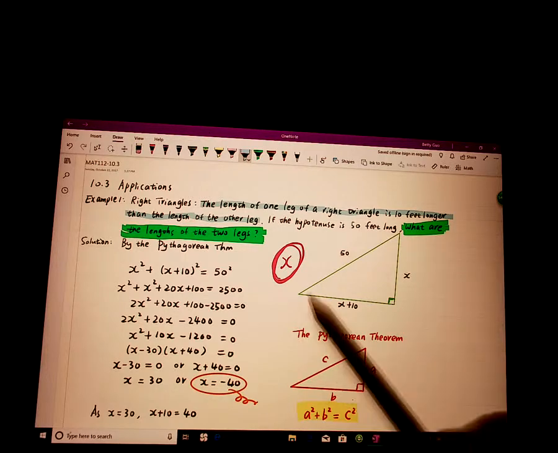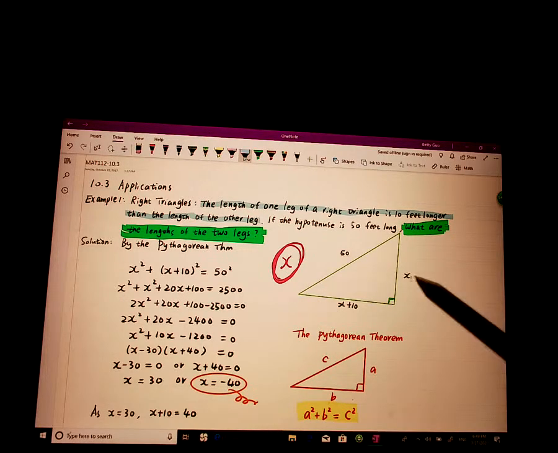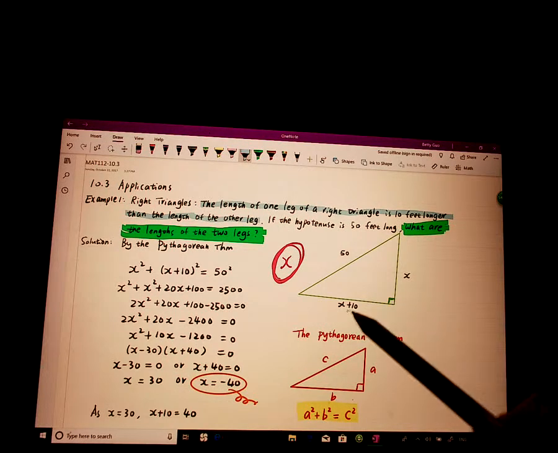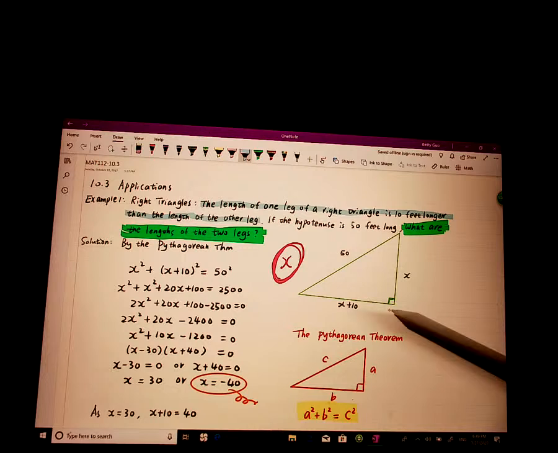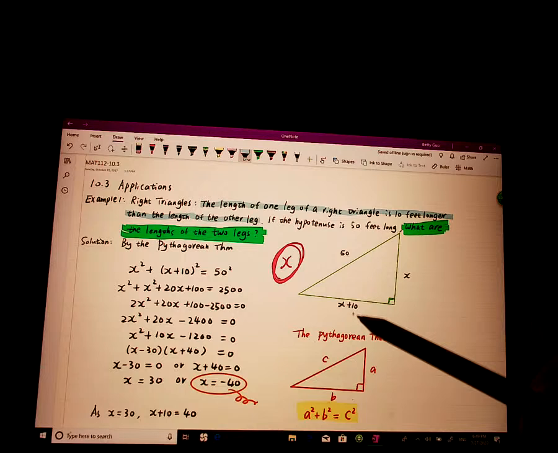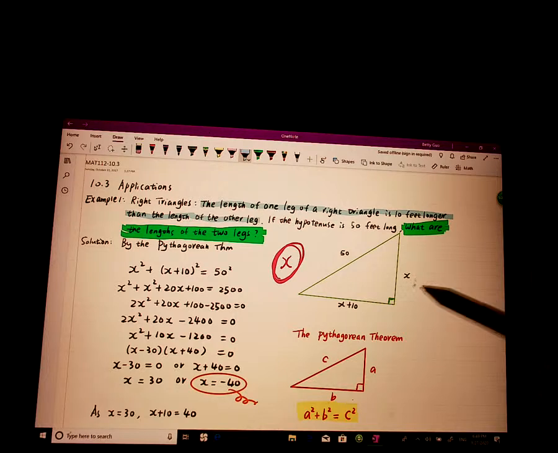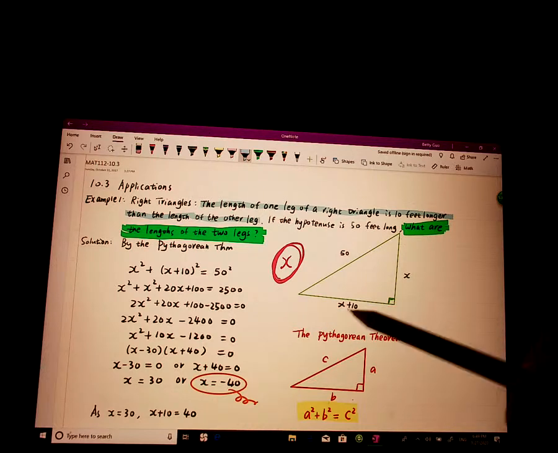Would it be more convenient to let x be the shorter leg or the longer leg? Actually, both work. If you let x be the shorter leg, then the longer leg is going to be x plus 10. If you let x be the longer leg, then the shorter leg is going to be x minus 10. They are both okay. Your choice. In my notes, I use x to represent the shorter leg, then the longer leg is going to be x plus 10.